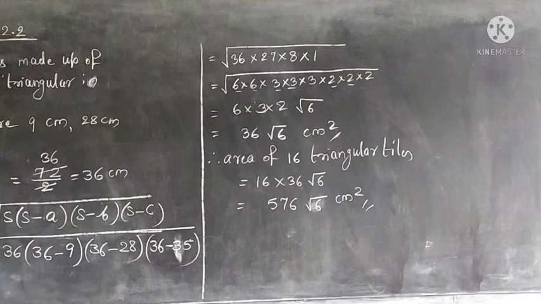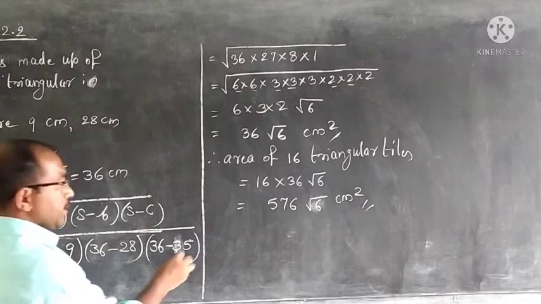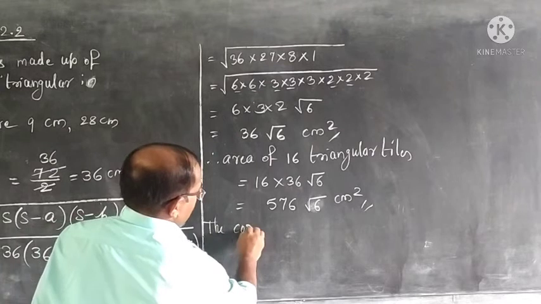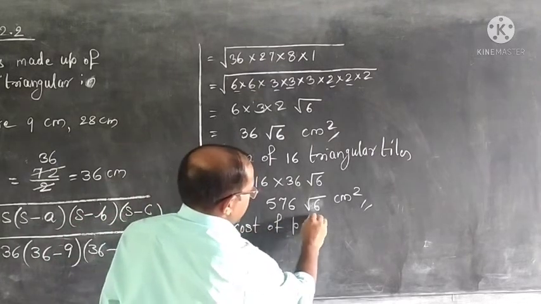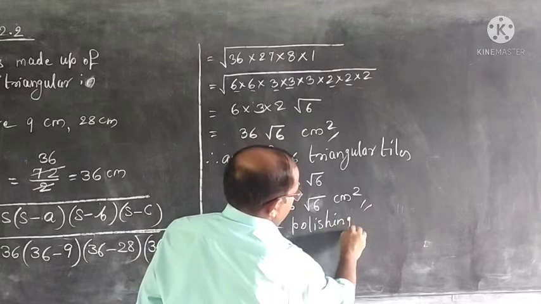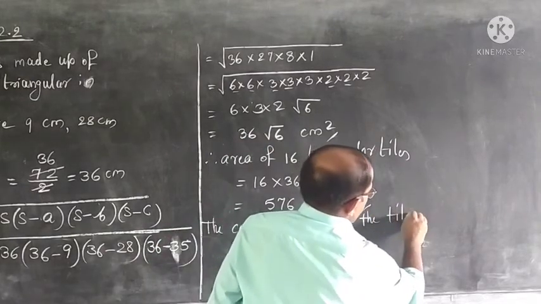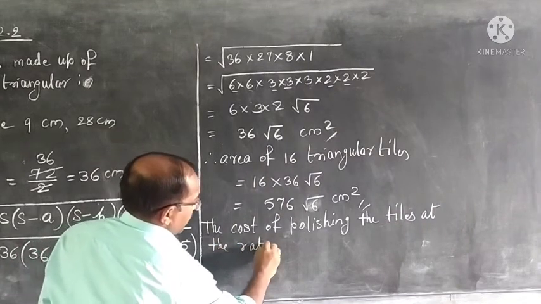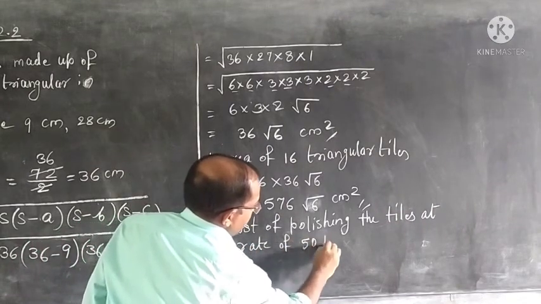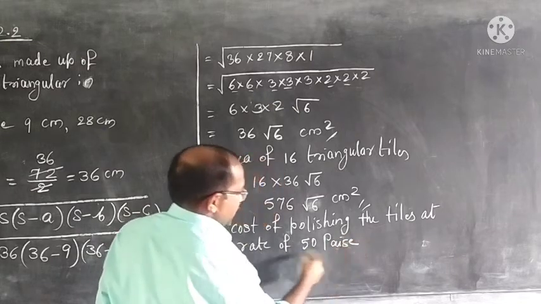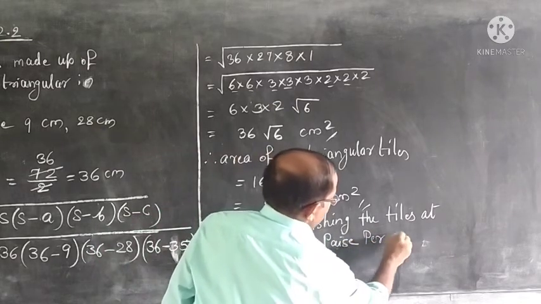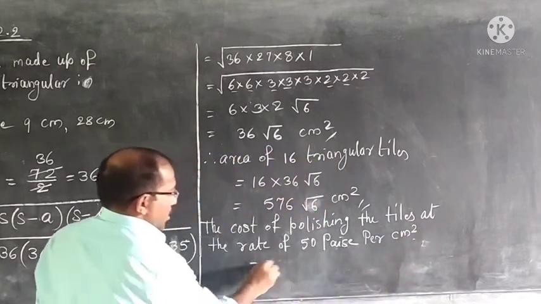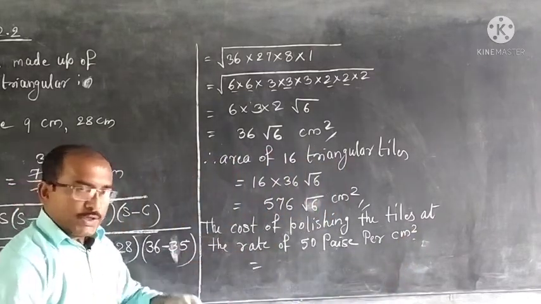The cost is what? 50 paise per centimeter square. The cost of polishing the tiles at the rate of 50 paise, very important, it is not rupees, remember it is paise per centimeter square. So, 50 paise first we need to convert into rupees by dividing by 100.